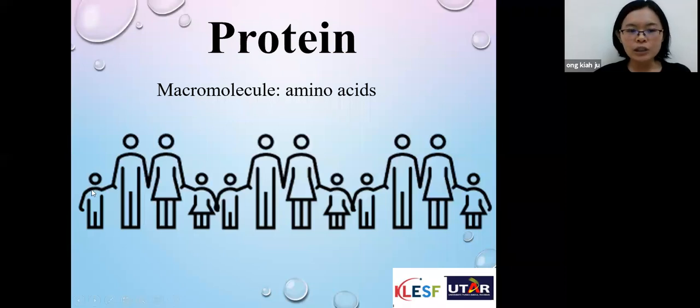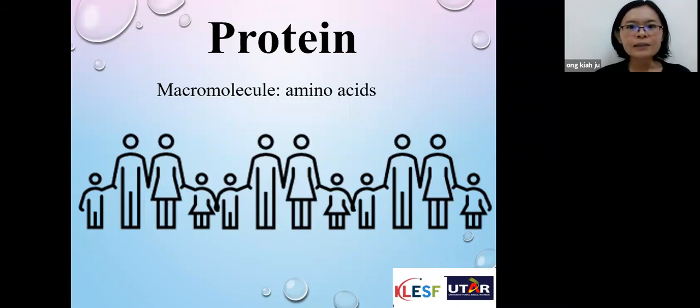Just imagine each of these individual units represents one amino acid. So basically, protein is made up of a lot of amino acids. You can see from this picture, one amino acid is joined together with another, and another, and another. So protein is a macromolecule made up of a lot of amino acids. There are different types of protein.